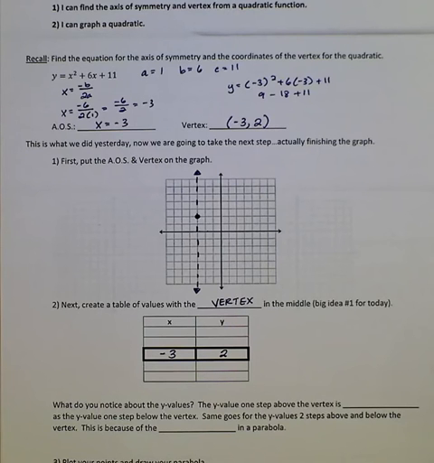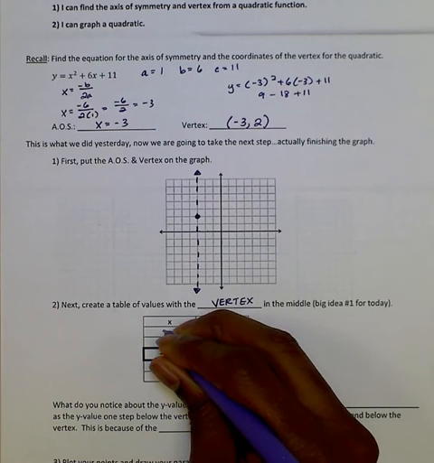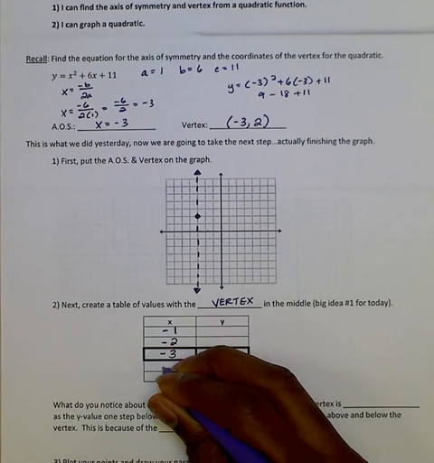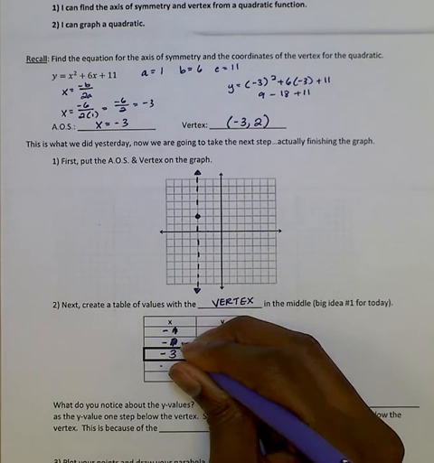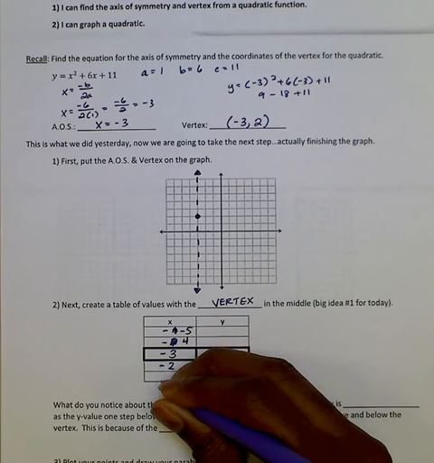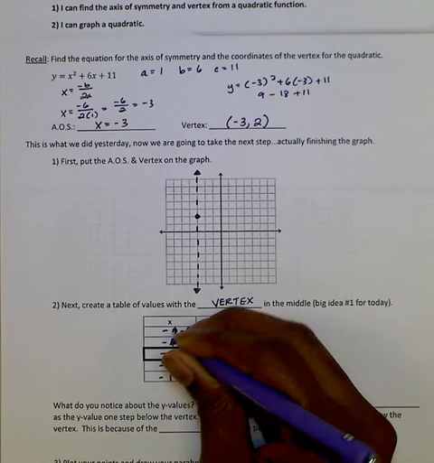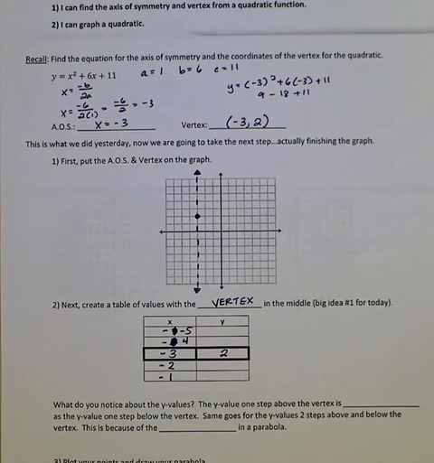So what we're going to do is plug in some values around the x value of the vertex. I'll pick some numbers that are lower than it, negative 4, negative 5, and then negative 2 and negative 1, some numbers that are higher than it. Alright, so now we're going to plug those values in and see what they come out to be.